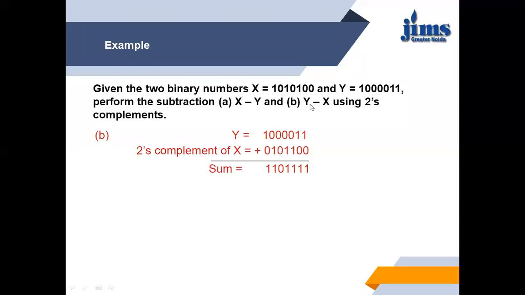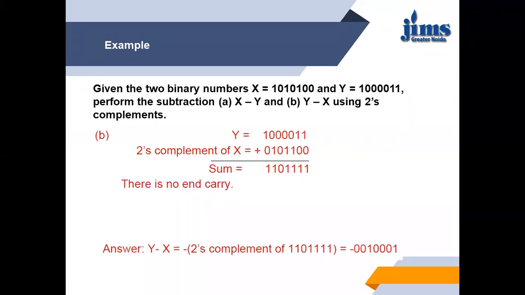So in the initial condition, we need not worry which number is greater or which number is less. We just have to take 2's complement of the negative number and add it to the positive number. If there is a carry, then discard the carry. If there is no carry, then again take 2's complement of the sum. Here I have taken the 2's complement of the sum because there is no end carry.